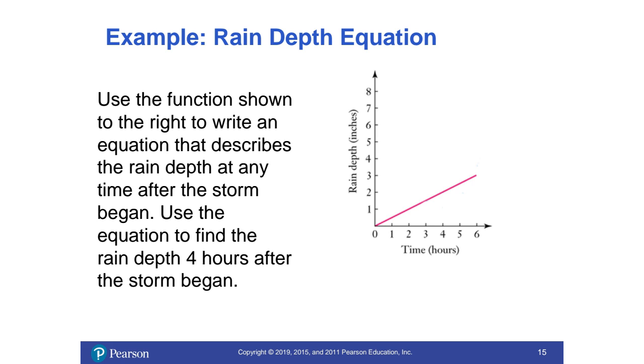So in this example, we want to use this function shown over here to the right to write the equation. Okay, so we're given the function, the graph, we want to write the equation that describes the rain depth at any time after some storm begins. This is an equation that tells us how deep the rain is a certain number of hours after a storm starts. And we're going to use the equation to find the rain depth 4 hours after the storm began.